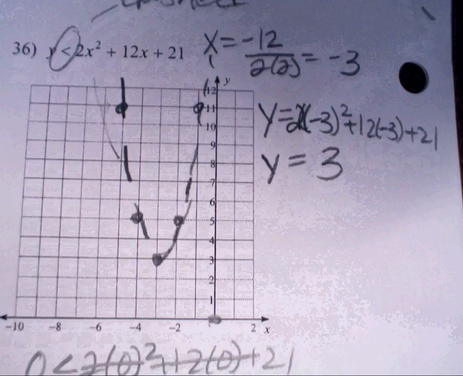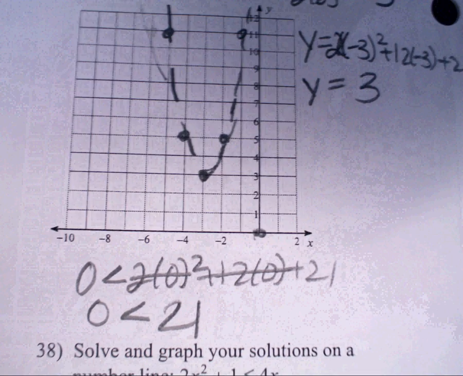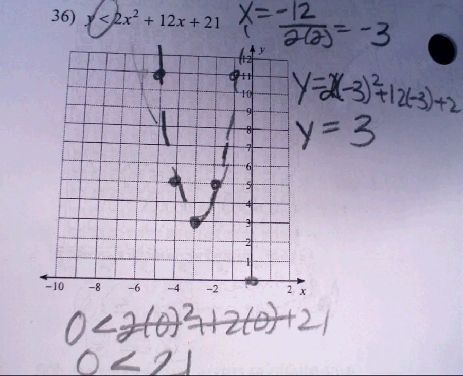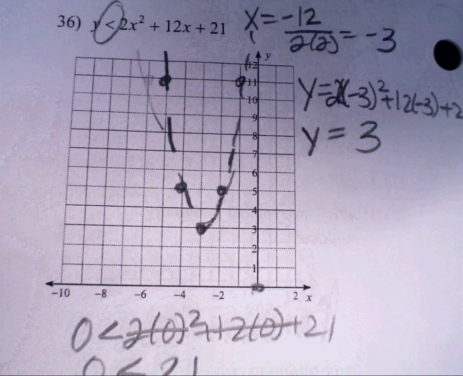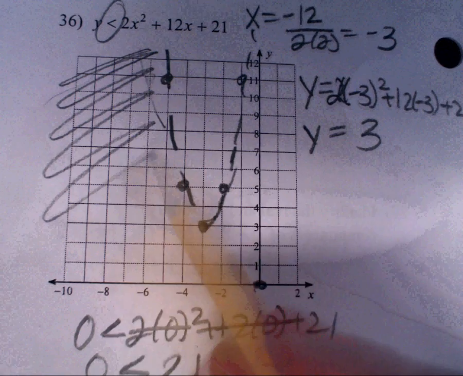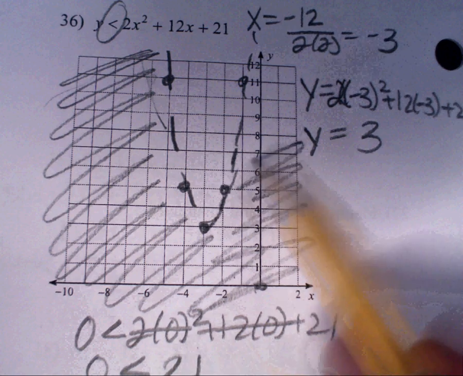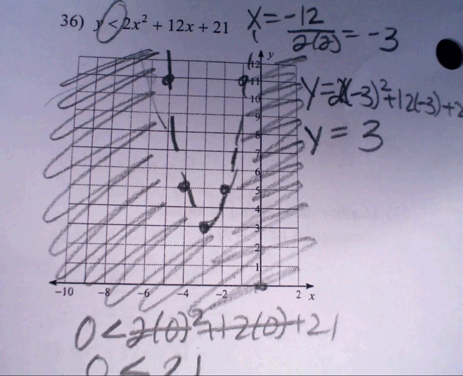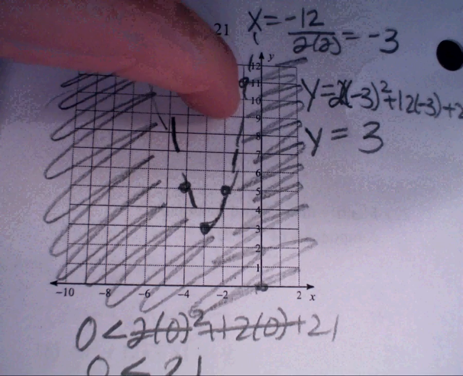So the question is, is 0 less than 21? Again, I plugged 0, 0 in for x and y in the original equation. So yes, 0 is less than 21. So I shade the side of the line that 0, 0 is on. 0, 0 is not in here, so that's why I shade out here.